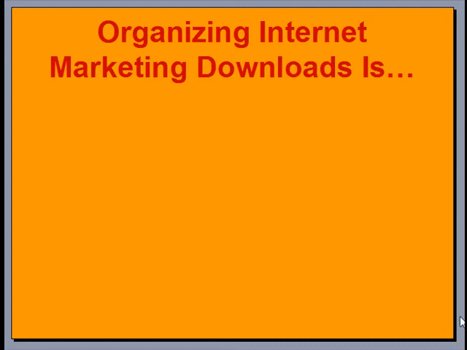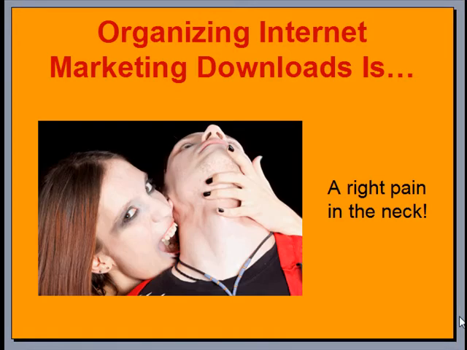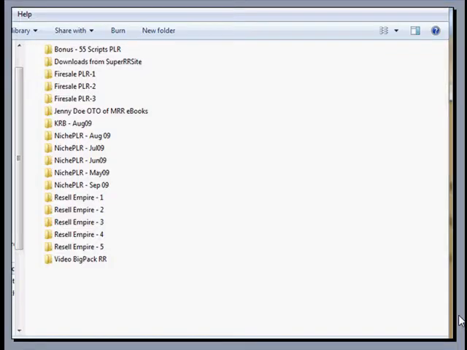I'm sure you'll agree with me when I say that organising your internet marketing downloads is simply a pain in the neck. But it needn't be like that, and I'll show you a solution in a moment. But right now this is probably how you do it. Most likely you have a collection of folders that look something like this. But the question is, how easy is it to find out what you want when you want it?